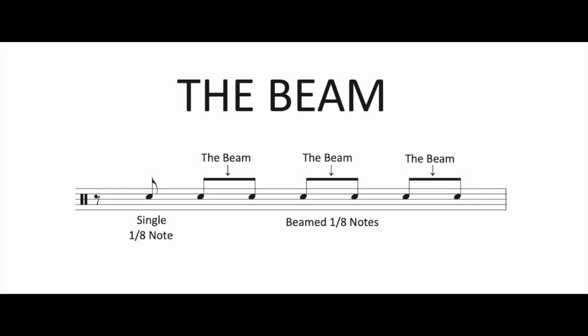Next, we should look at the beam. You will only see beams joining a series of eighth notes, 16th notes or 32nd notes, but in this video we are only looking at 8th notes. So on its own, an 8th note has a little arm, but when there are more than 1 8th note side by side, they all join hands to create the beam.